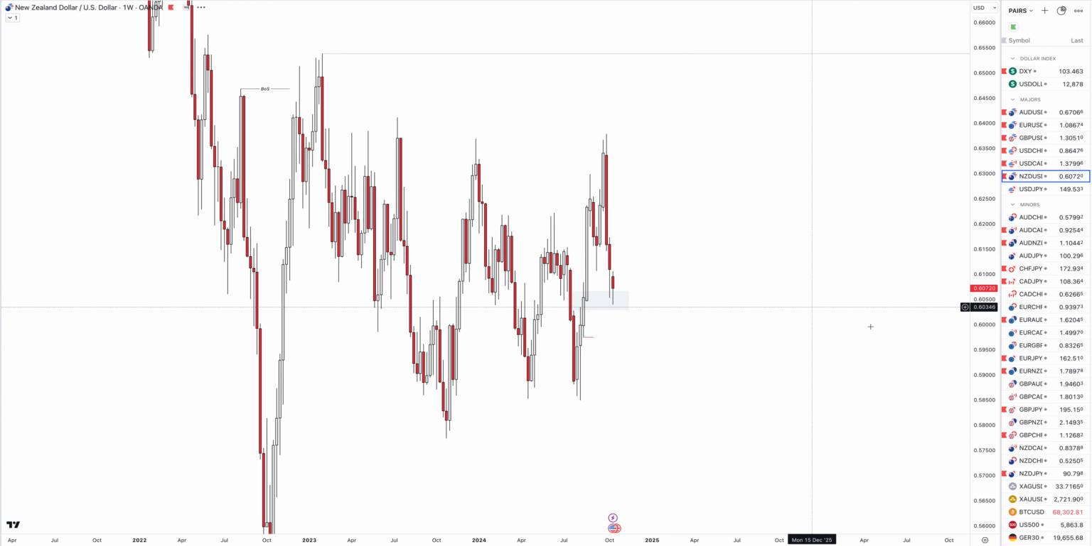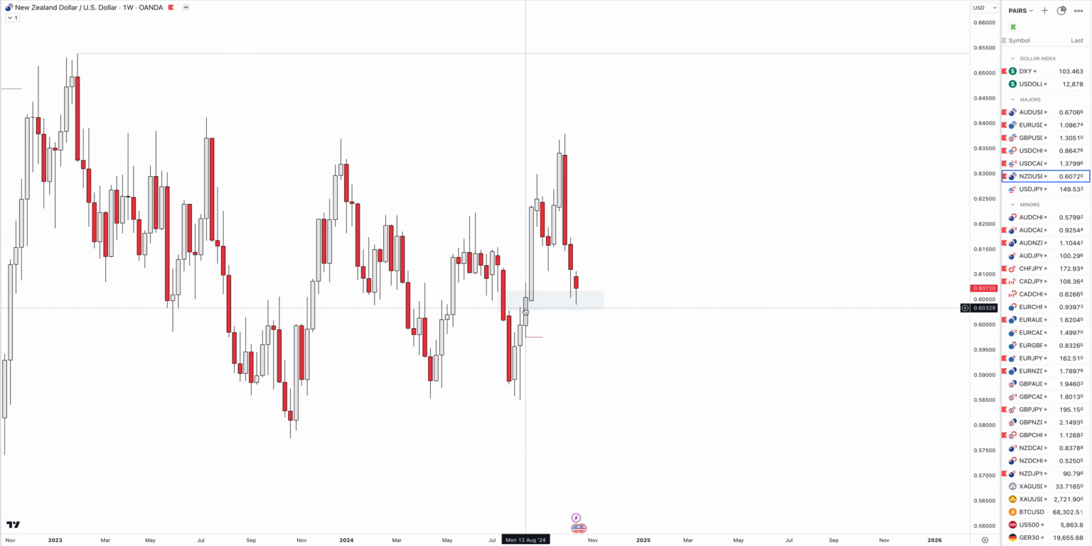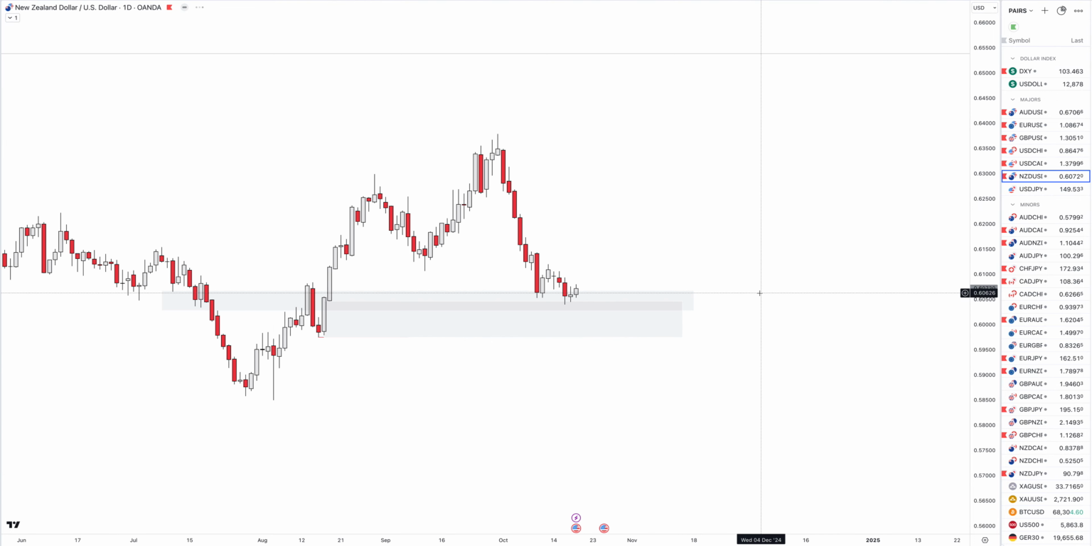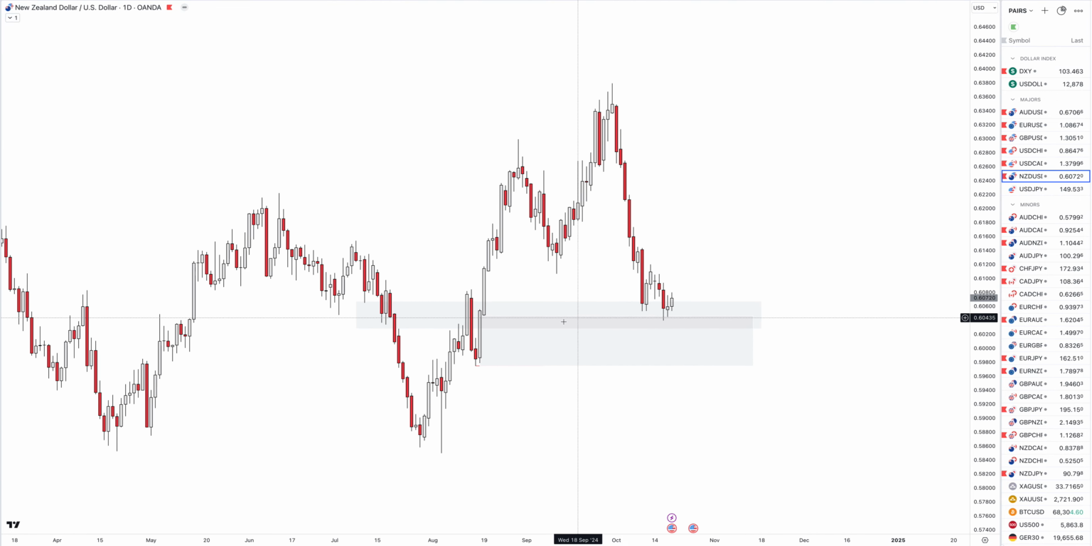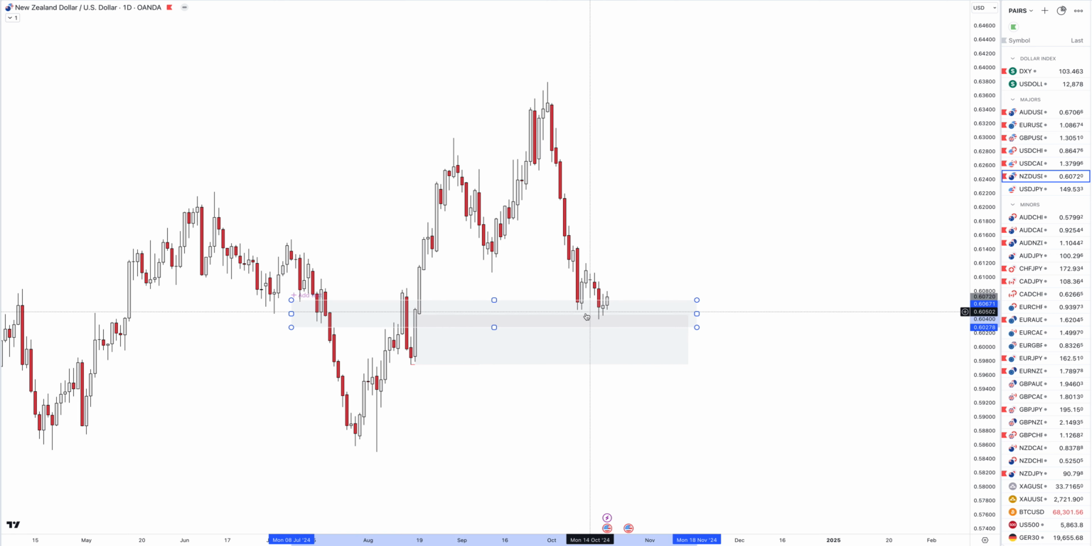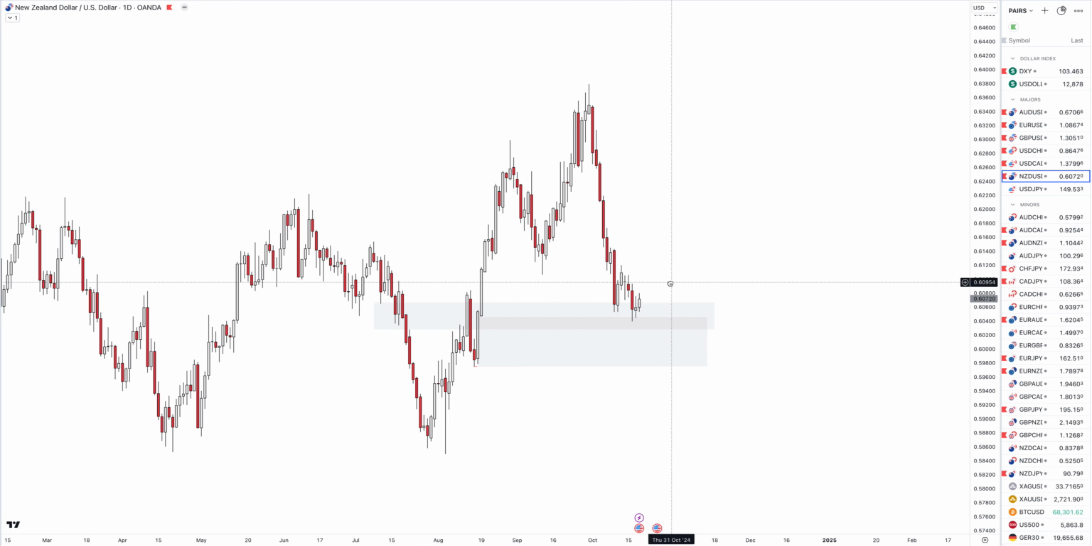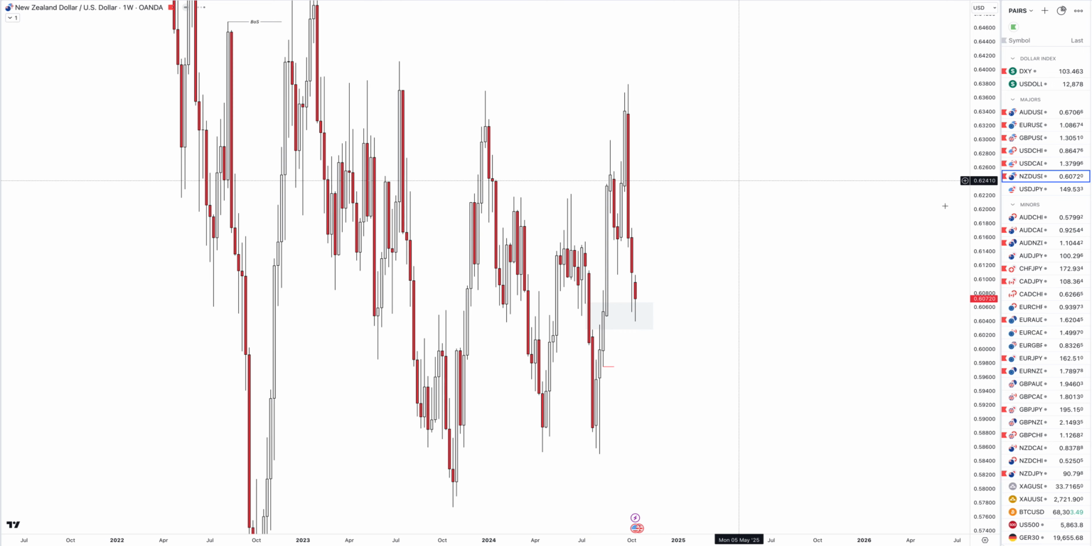So NZD USD, if we look at this on the weekly time frame, we can see we've got this imbalance over here. So let me just draw this out. We have a little bit of an imbalance over here, which we have now tapped into. Okay, and on the daily time frame, you can see we have got this order block and we've got an imbalance above it. Okay, which lines up nicely with the weekly imbalance that I've drawn above it. I am expecting price to maybe come down a little, tapping into this order block or this daily imbalance, and then I'm going to wait for some sort of confirmation to go long on NZD dollar.